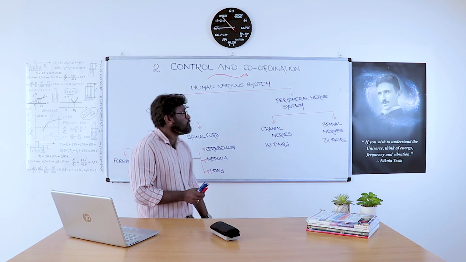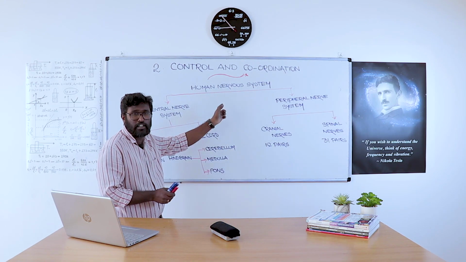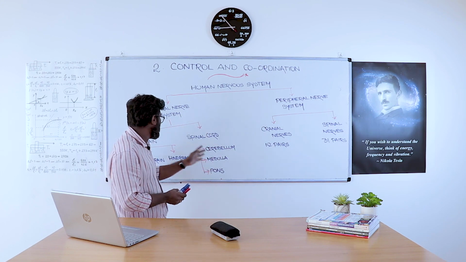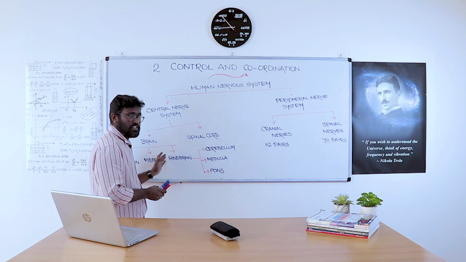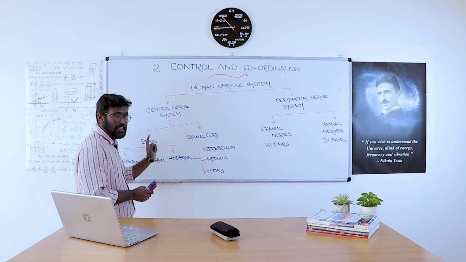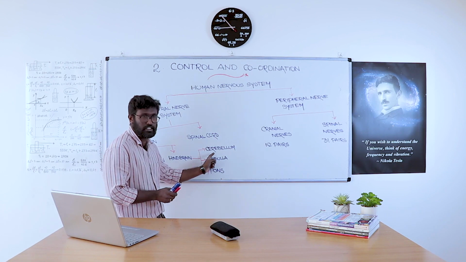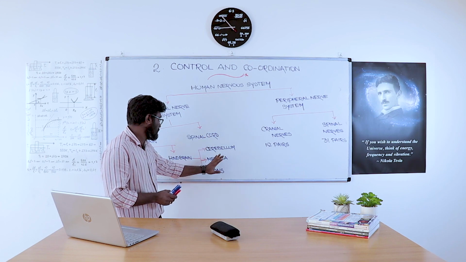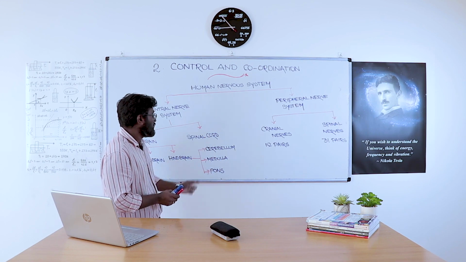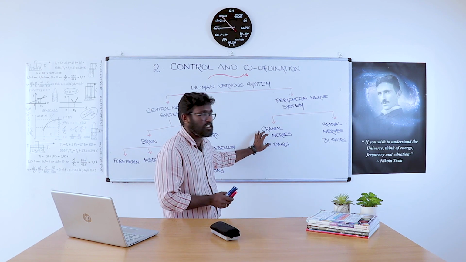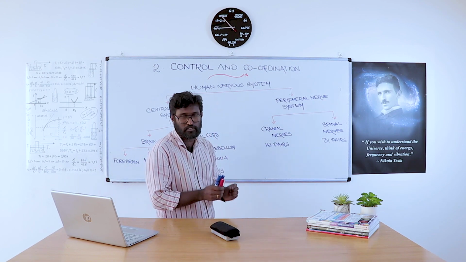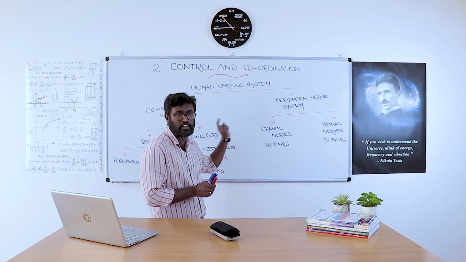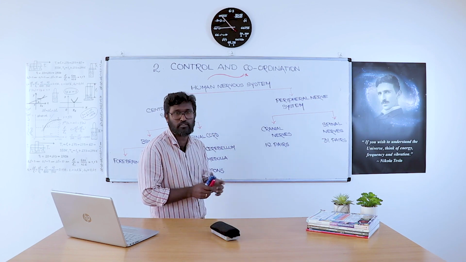So the human nervous system is classified into two: central nervous system and peripheral nervous system. The central nervous system consists of brain and spinal cord. The brain is again classified into three: forebrain, midbrain and hindbrain. The hindbrain consists of three regions called cerebellum, medulla and pons. The peripheral system consists of 12 pairs of cranial nerves and 31 pairs of spinal nerves. Now we want to discuss the functions of each and every part in the human nervous system.